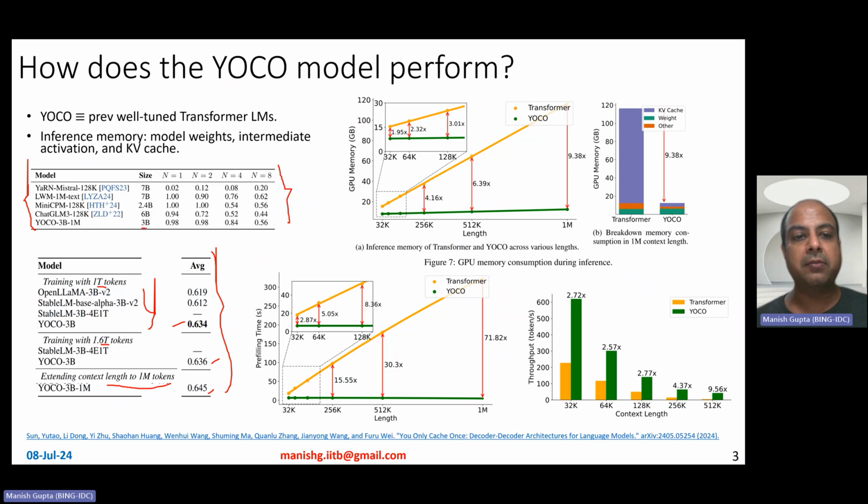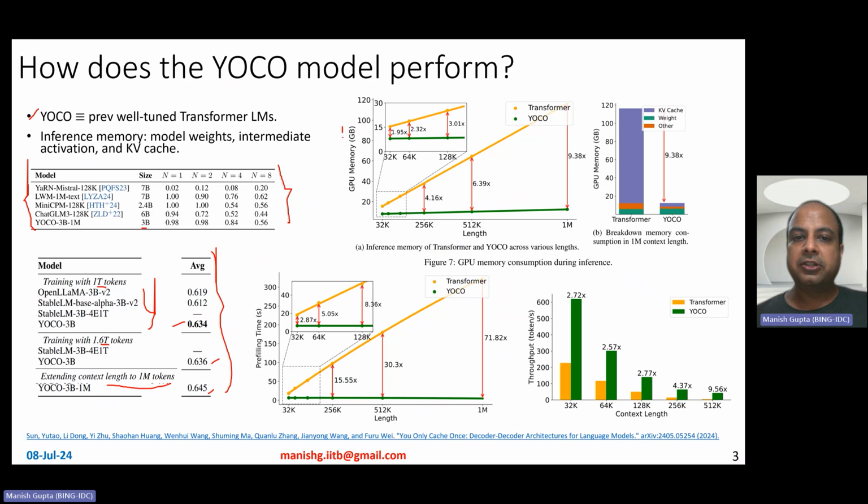YOCO is a 3 billion parameter model, and they trained a 3 billion parameter model. And they experimented with a different number of needles. So basically n equal to 1, 2, 4, and 8. And as you observe, for n equal to 1, YOCO provides almost 0.98, so almost perfect accuracy. Even with n equal to 8, YOCO actually gives 0.56 accuracy, which is not too bad. So it is comparable in performance with respect to other popular transformer-based decoder models. Okay, so that's that. So YOCO basically is equivalent in terms of performance with previous well-tuned transformer-based models. Now let's talk about efficiency.